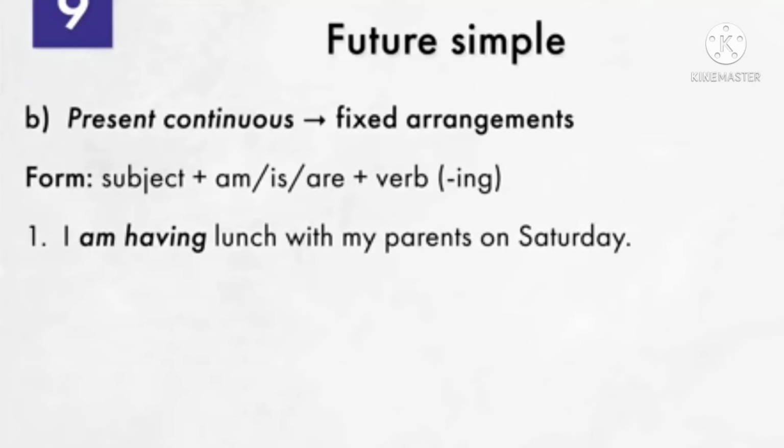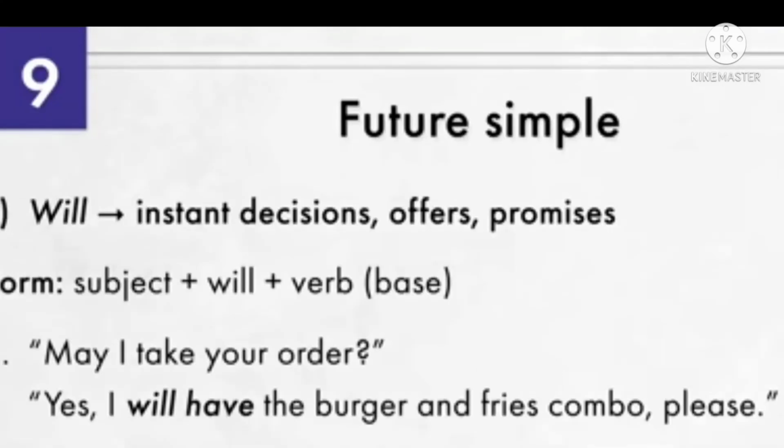Here is another sentence. We are flying to Mumbai the day after tomorrow. Josh is giving a presentation to the board of directors on the 10th. Now we will look at the use of will. Will is used to express three things: instant decisions, offers, and promises.